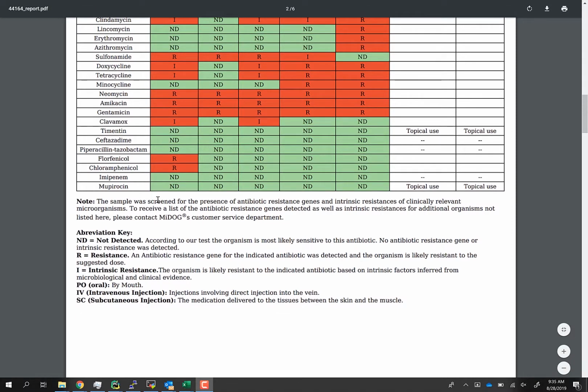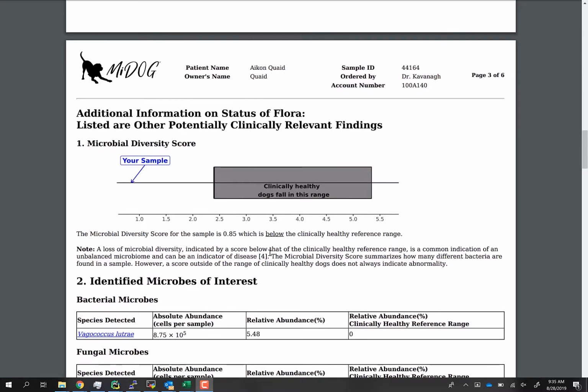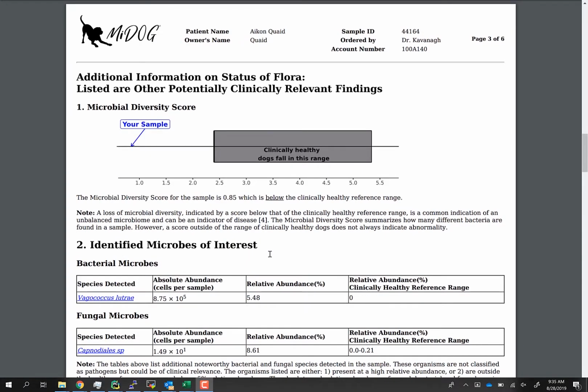On the bottom is a little key to tell you what each one of these letters mean. So if there's any questions, you can always refer to the key at the bottom. Those are primarily the first two pages I look at in detail. The following pages are extra information that can be useful in your sample.